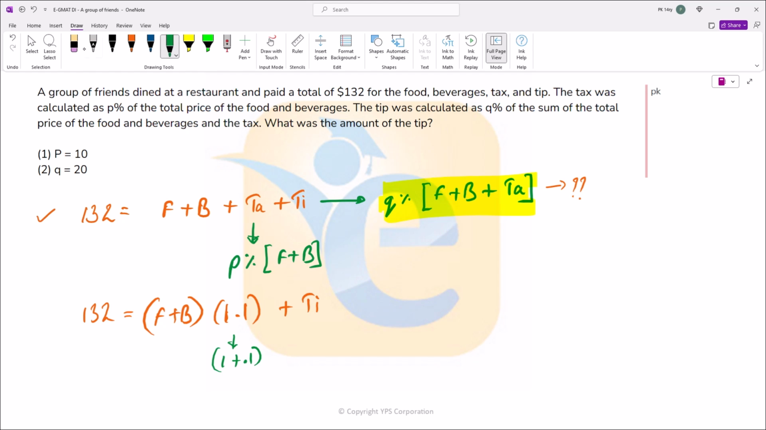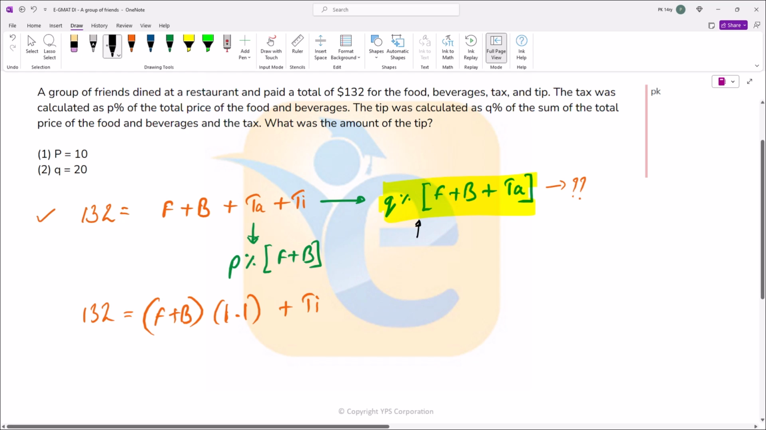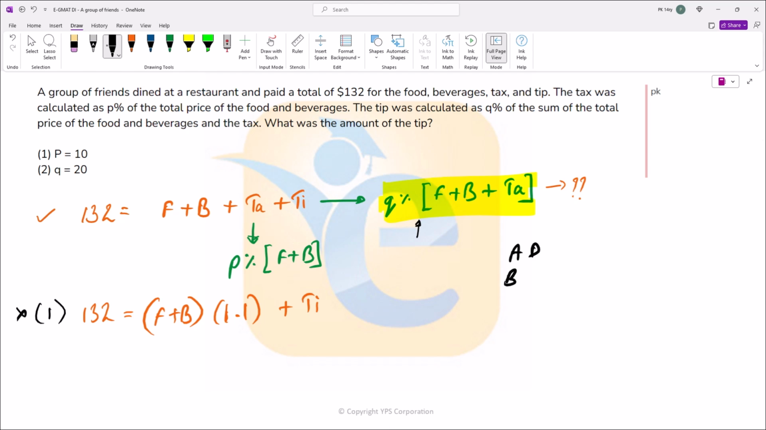So we have reached till here, and I do not think that this much information is sufficient to get the value we are trying to get. We are trying to get this value, and this is not helping. Statement 1 was not able to help us. So we can be sure that at least we can eliminate A and D.